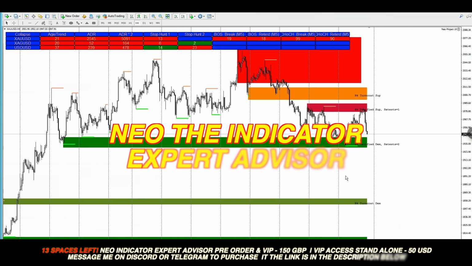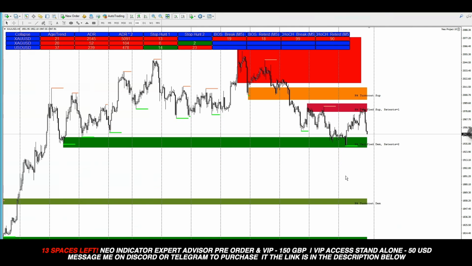Okay, so here's where the beauty begins. We can see we have the Neo product over here, which is absolutely fantastic. This is going to help you in so many different ways when it comes to trading. One of the ways it's actually helping you is it's telling you that the trend on gold right now is bearish. We can see it here, and that was 21 days ago. So it's pretty much telling you that there is a good chance that gold can continue to sell.